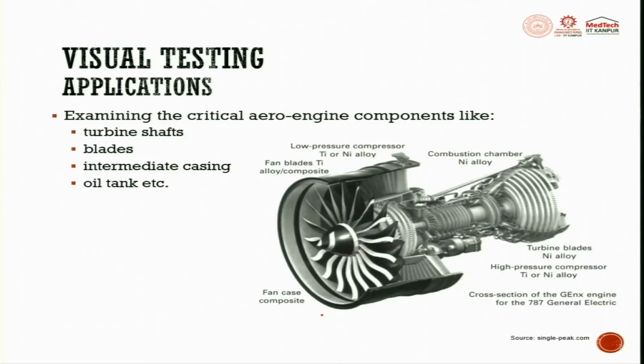Also examining critical aero engine components, for example, turbine shafts, blades, intermediate casing, oil tank, low pressure compressor, titanium alloy. This is all from outside, whatever we could look at: the intermediate casing, the oil tank, the turbine. These are generally visually inspected.